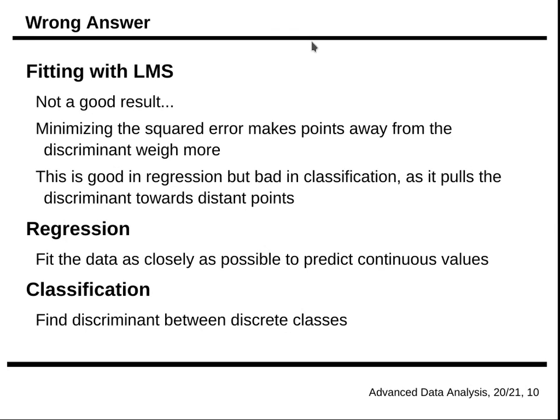So this is good for regression, minimizing the quadratic error, but there is a fundamental difference between regression and classification. In regression, we want to fit our model as close as possible to the data, so as to predict those values. In classification, we want to partition the data into different regions. So we don't want a line that is close to the data. We want a line that cuts between the two classes.